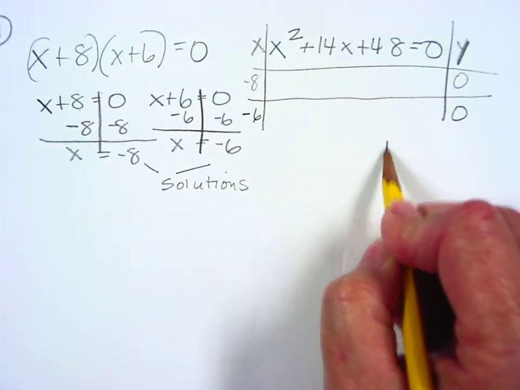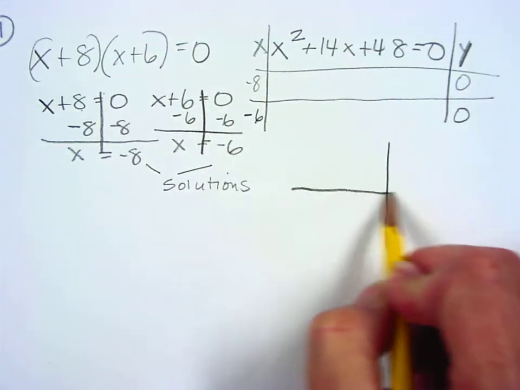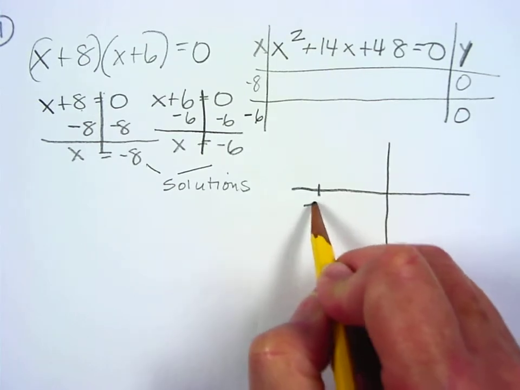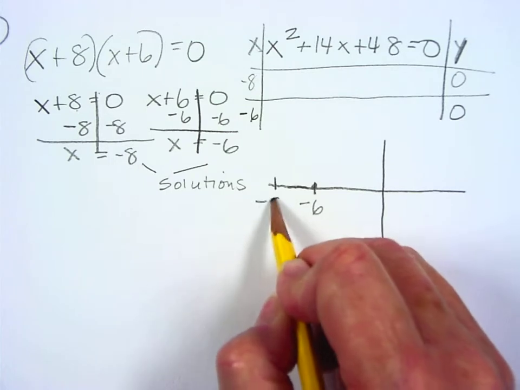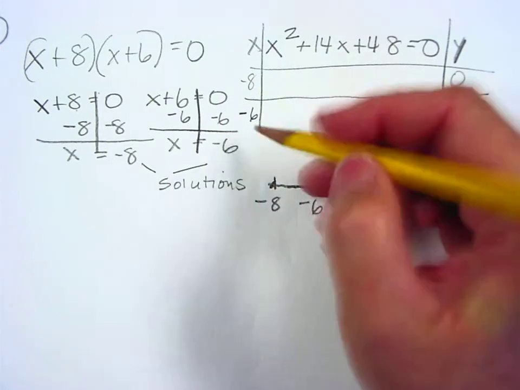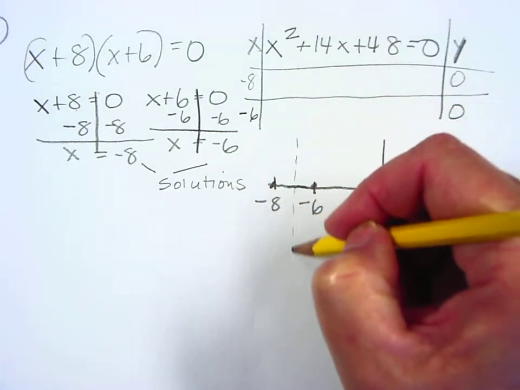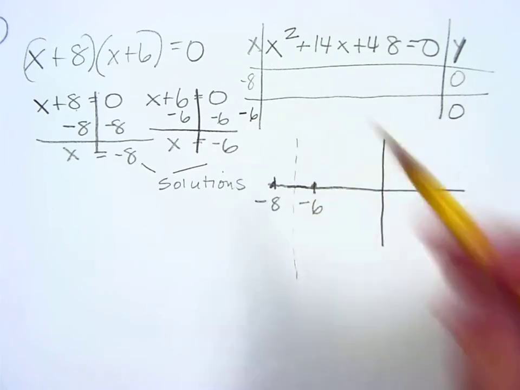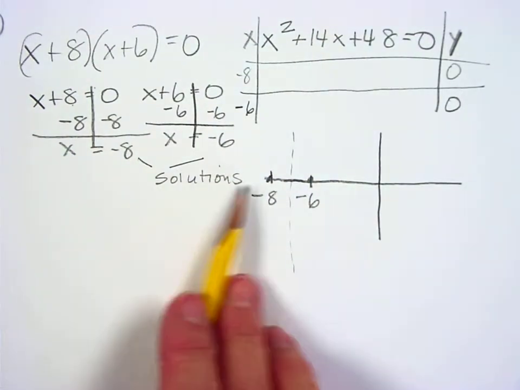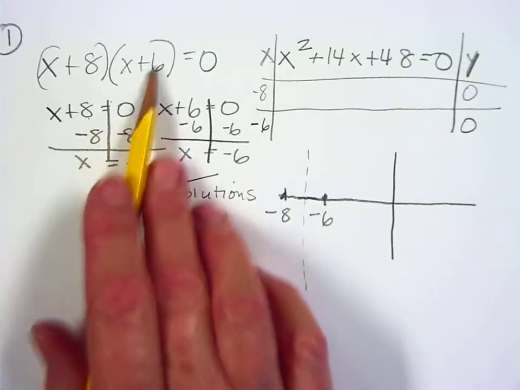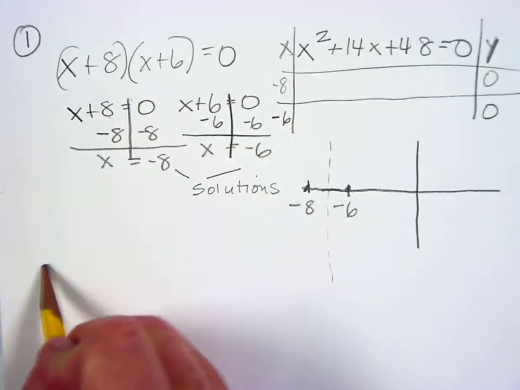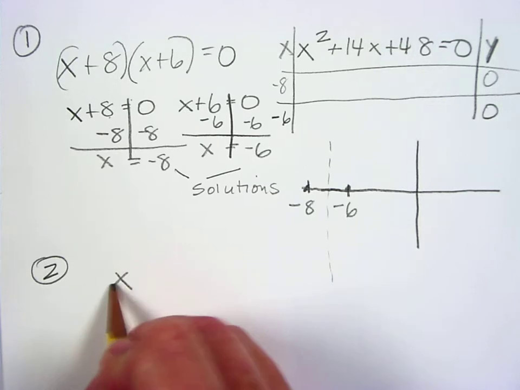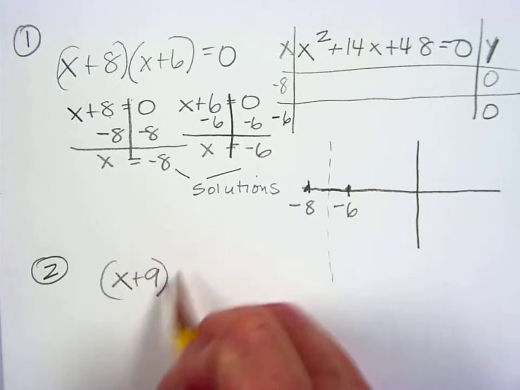If I graphed it, I would have an x-intercept at -6 and another x-intercept at -8. And my axis of symmetry would be x is -7. And my vertex would be somewhere. Those are your two solutions, your two x-intercepts for this equation, which was given to us factored already. So number 2 on your study guide looks like this.